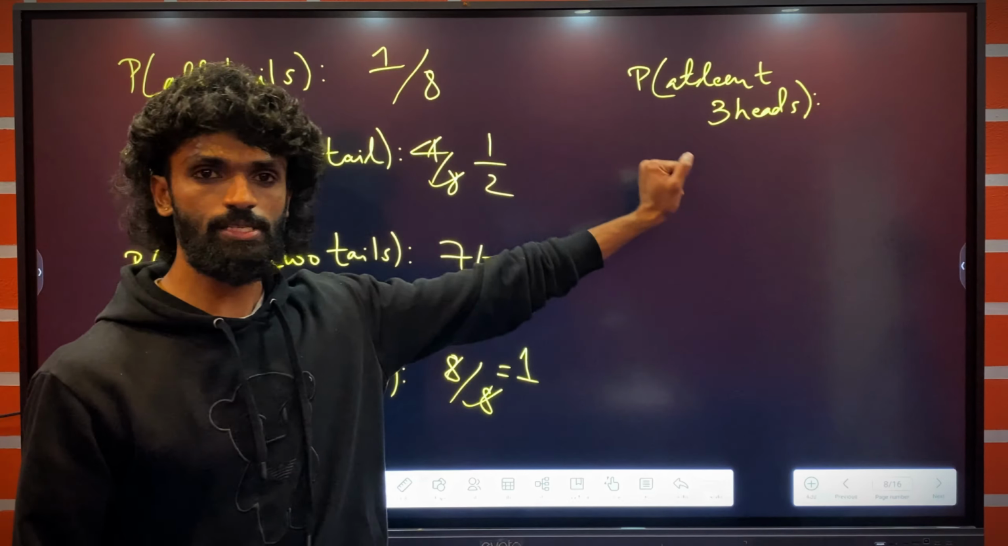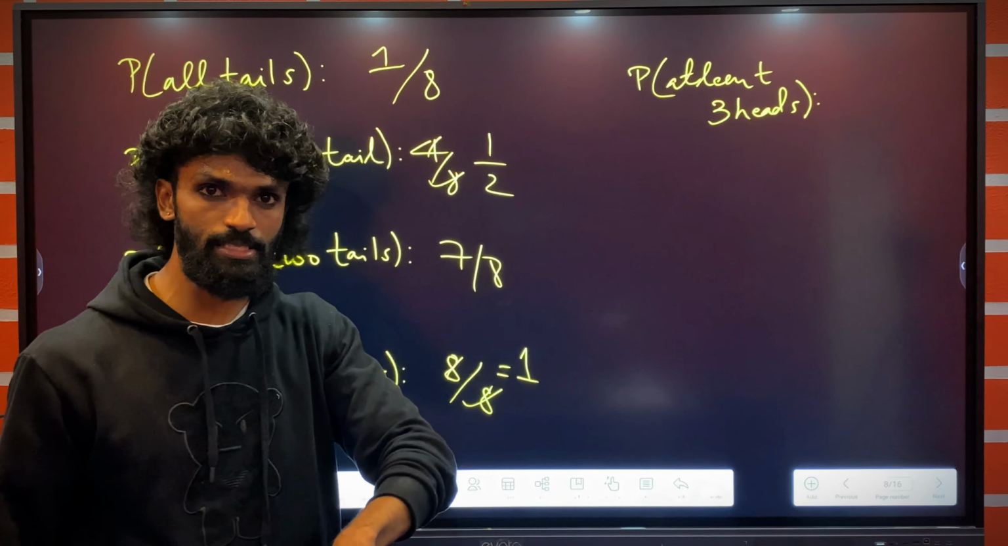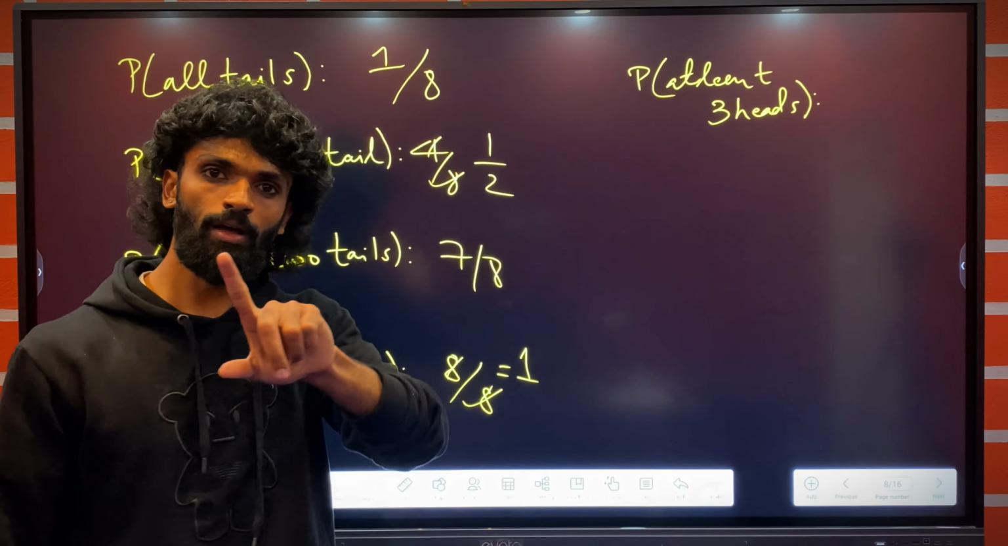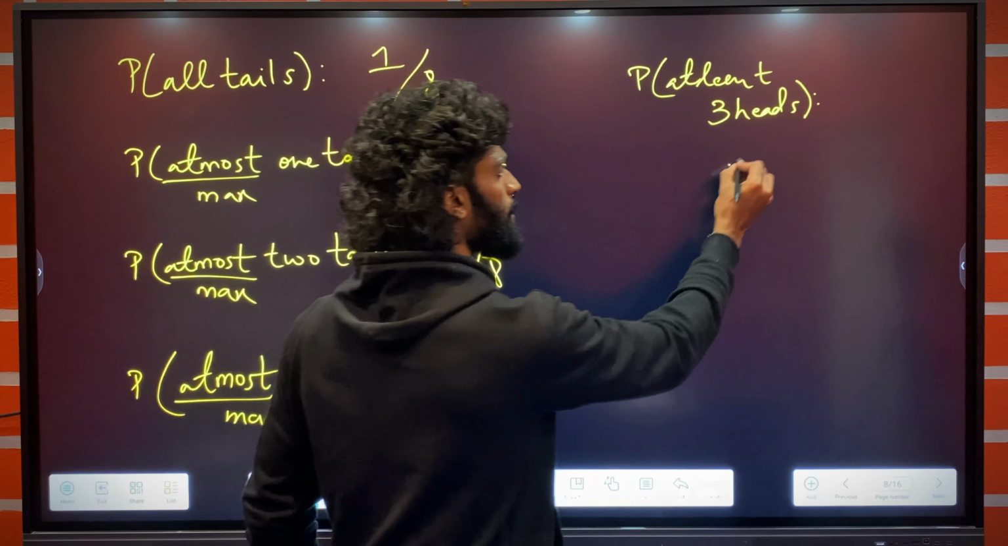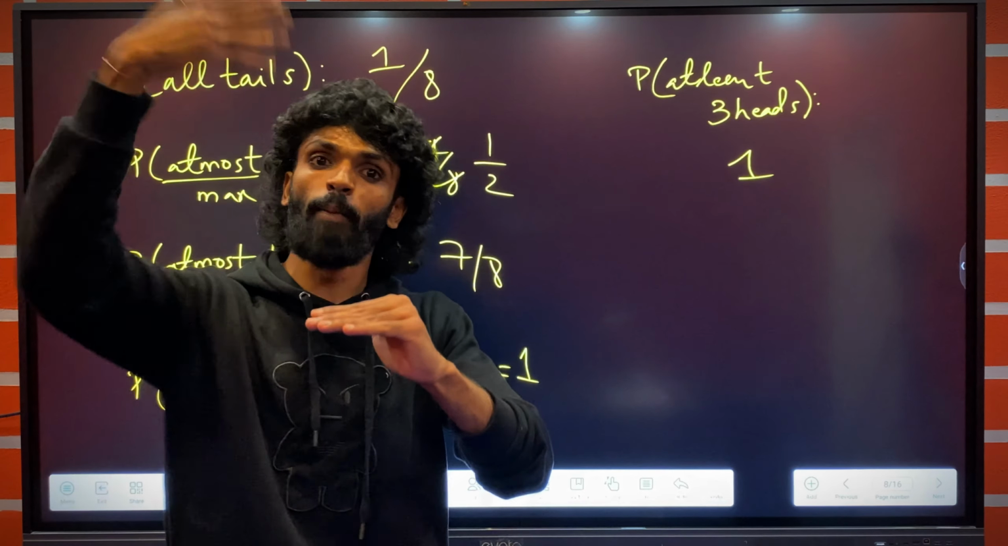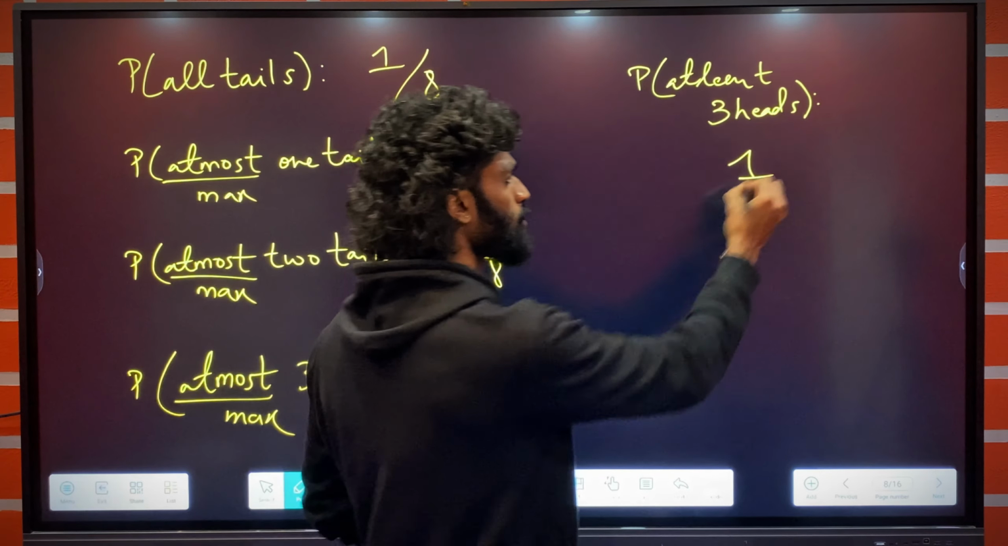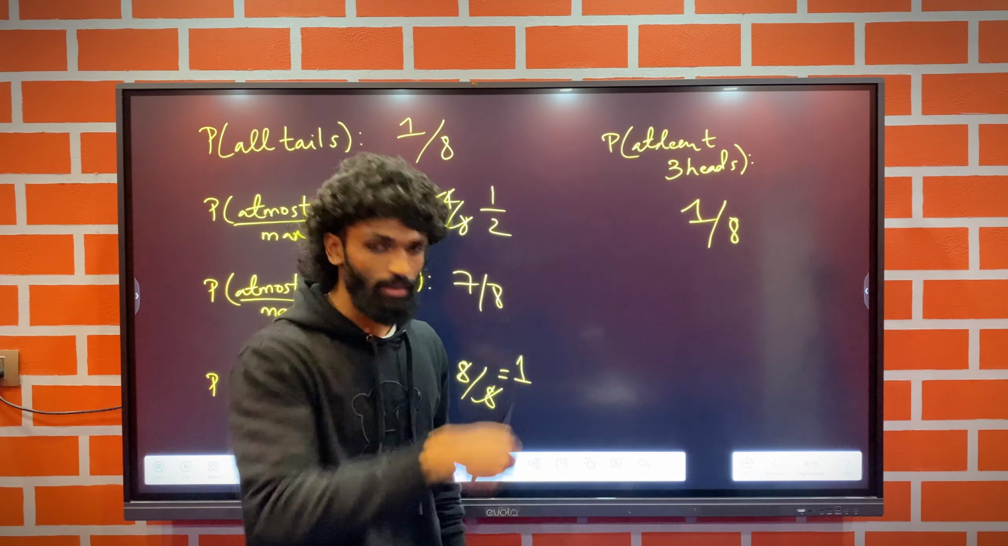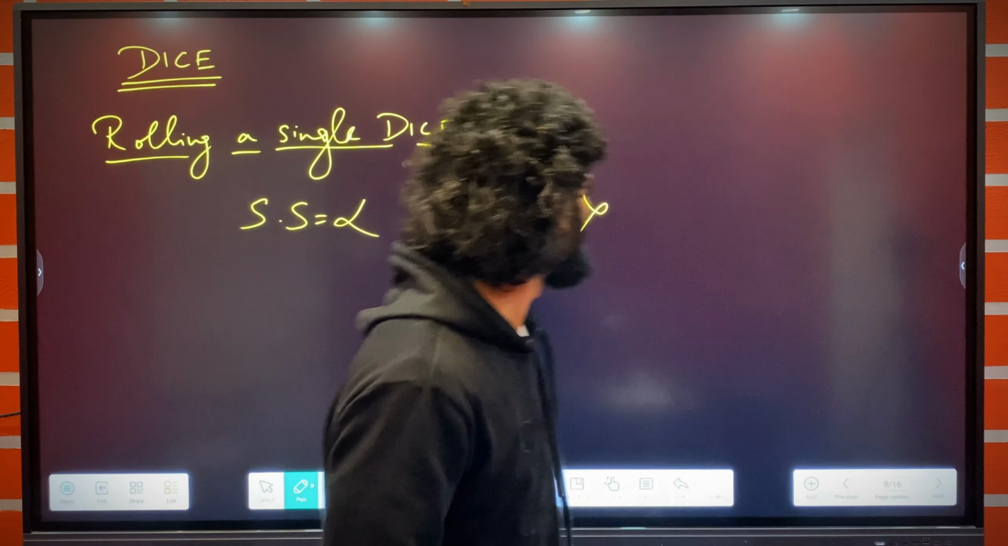At least 3 heads, meaning minimum 3 heads. Don't you think the answer is just 1? HHH. Because minimum is 3, there's no sample space which can go above 3. Therefore the answer is 1 out of 8. That's the scene with 3 coins. Let's go to the next condition.